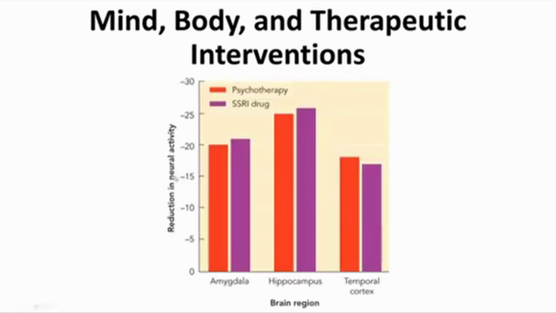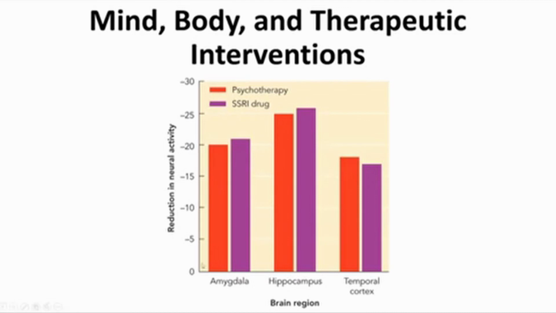So this graph is showing reduction in neural activity. So the higher we are on this axis, we're showing more of a reduction. That's why they're in negatives here. So this would be probably a 20% reduction in blood flow. And then in the 3 different areas, we have our amygdala, the hippocampus, and the temporal cortex. And this red bar, the ones that are on the left side, are our psychotherapies. And the purple ones are the SSRI drug treatments. These are the worst colors possible for a graph, but there we go.